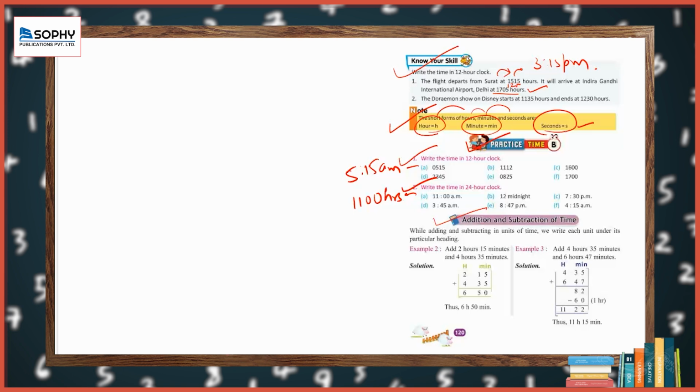Next is our addition and subtraction of time. Now, while adding and subtracting in units of time, we write each unit under its particular heading. Example, in example 2 and 3, what we have done, students, we will write the minutes in the minute respective column and hours in the hours one. So here the time is 6 hours 50 minutes, and here the time is 82 minutes. After that, we have to subtract 1 hour. So that means the time is 11 hours 15 minutes.